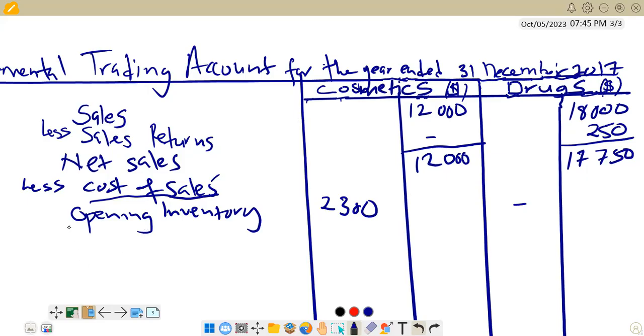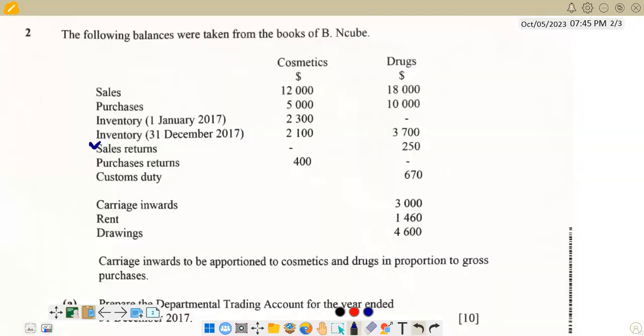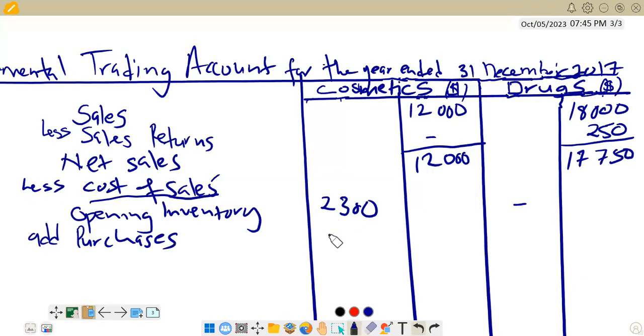And then after opening inventory, we add purchases. So we go back again in the question to check the figures for purchases. Purchases, we've got 5,000 for cosmetics, then for drugs we've got 10,000. So those are the figures that we are going to put for purchases, 5,000 and 10,000.